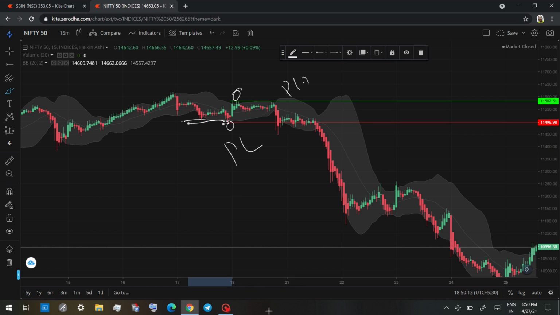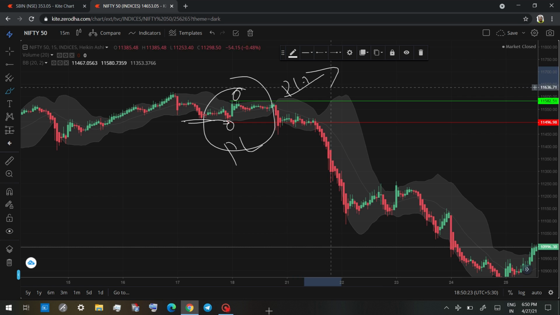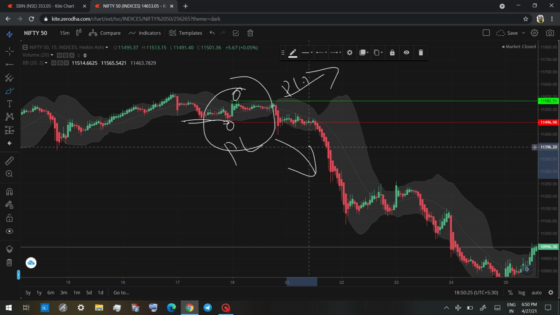The Bollinger Bands squeeze, so there will be a breakout on either side, bearish or bullish. For confirmation, what happened? It didn't cross above the previous high trend line. So you can go for a bearish signal. So easily you can sell.